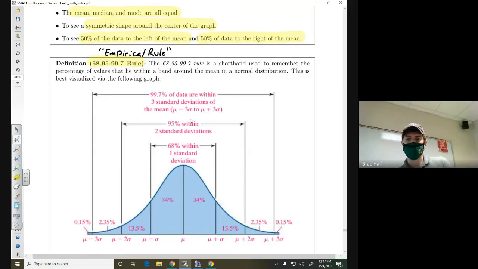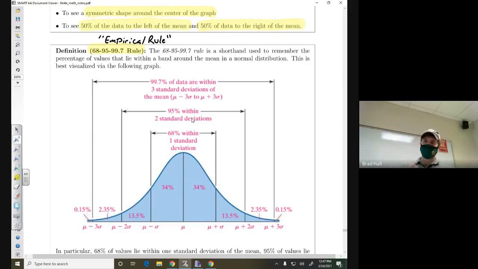And as I mentioned at the end of the previous section, just a moment ago, one standard deviation from the mean is going to hold about 68% of the data. Two standard deviations, about 95% of the data. Three standard deviations, 99.7. This is just something you have to memorize.